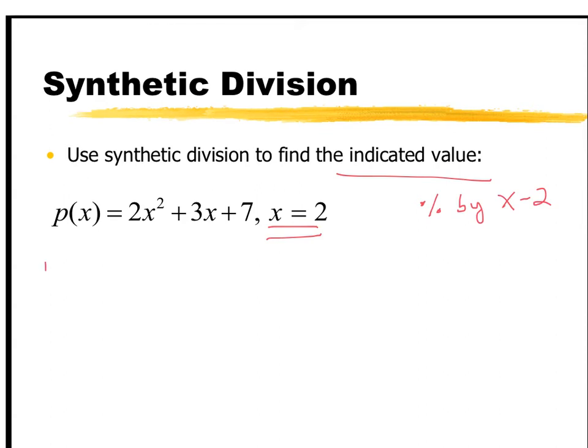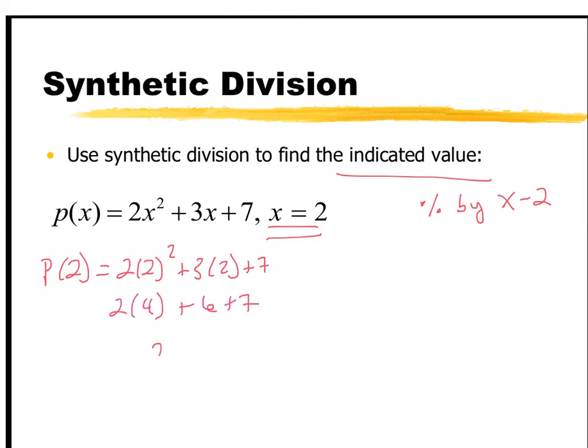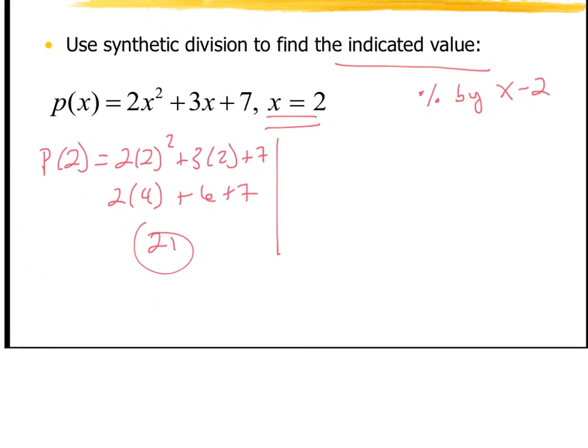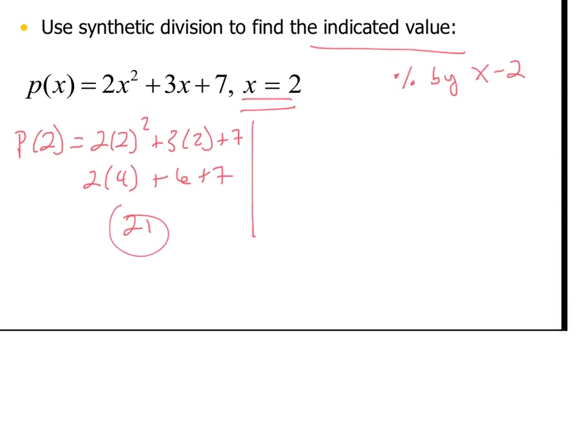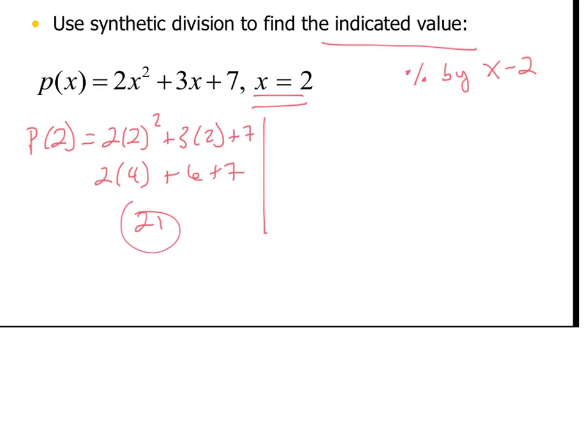We could do a couple of things. So when x is equal to 2, I can plug it into the equation. And so 2 squared is 4, so I'd have 2 times 4 plus 6 plus 7, and that would equal 21. Okay? Now I'm going to use this idea called synthetic division. I just want you to see what we get and compare it. And I'm technically dividing out this x minus 2. We'll see that as we do more problems.